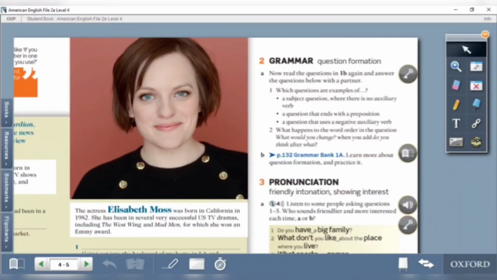Which of the questions that we've got there are examples of a subject question? And when I say subject question, that means there is no auxiliary verb. Number 2, a question that ends with a preposition. Number 3, a question that uses a negative auxiliary verb.